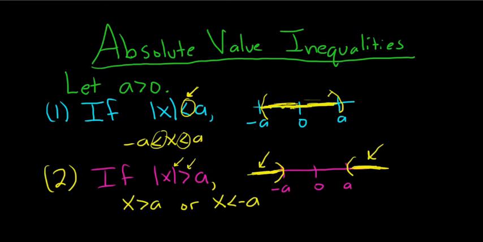So again, let me just go through the reasoning one more time. So in this case here, x is a number whose distance from 0 is smaller than A. So x must be between negative A and A. In this case here, x is a number whose distance from 0 is bigger than A. That means x must be over here, which is bigger than A, or over here, which is smaller than negative A.